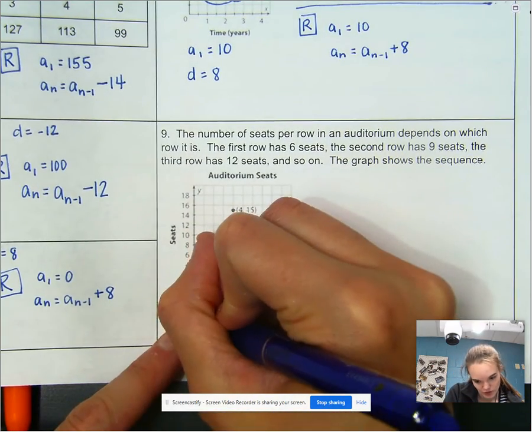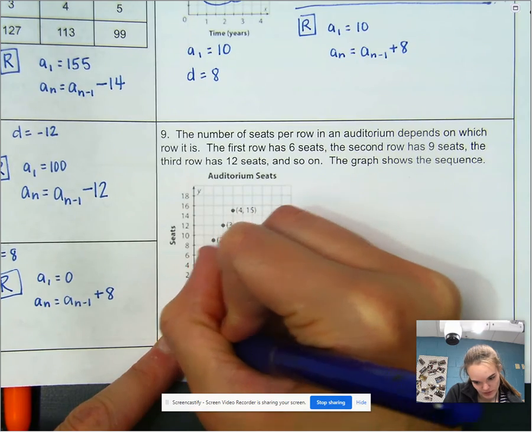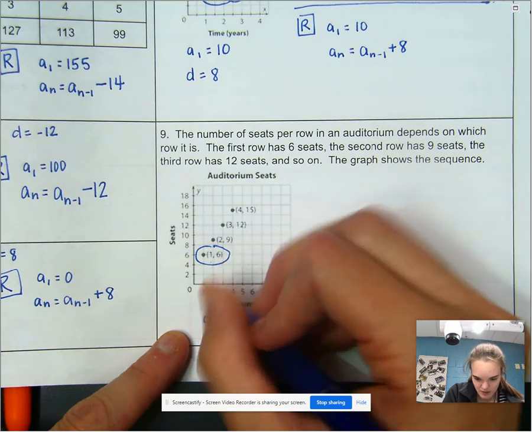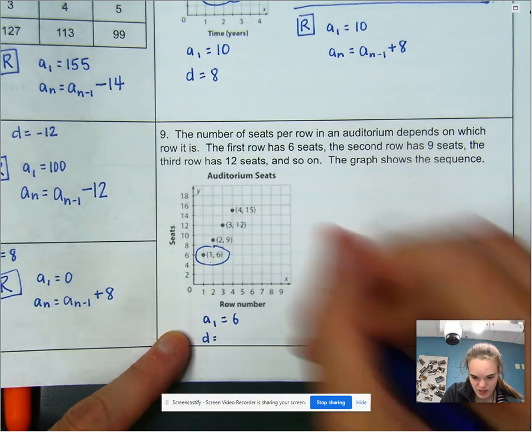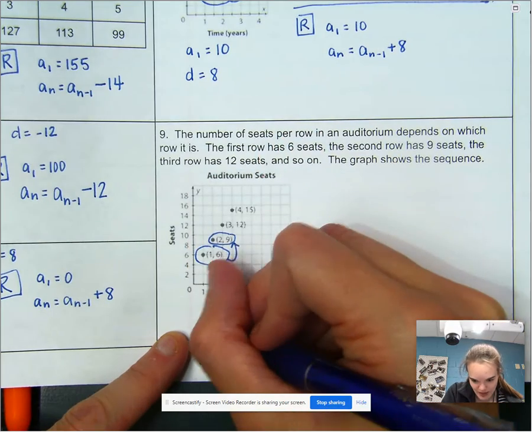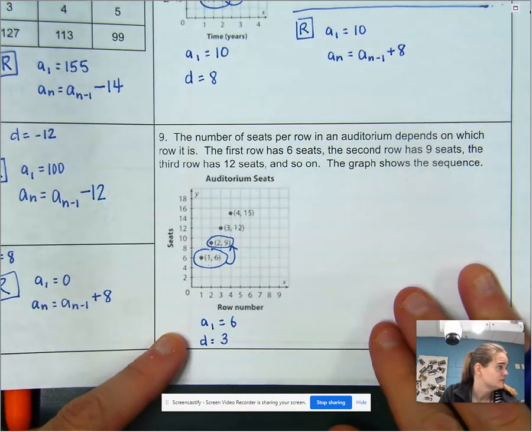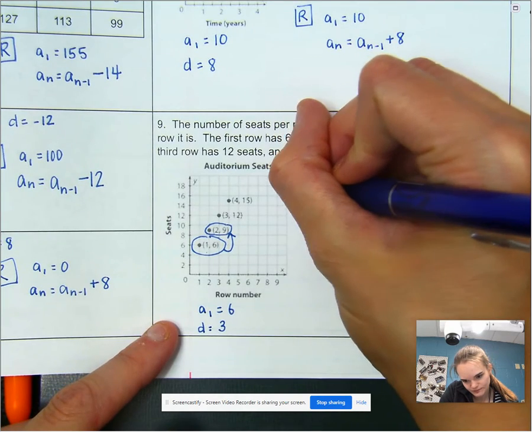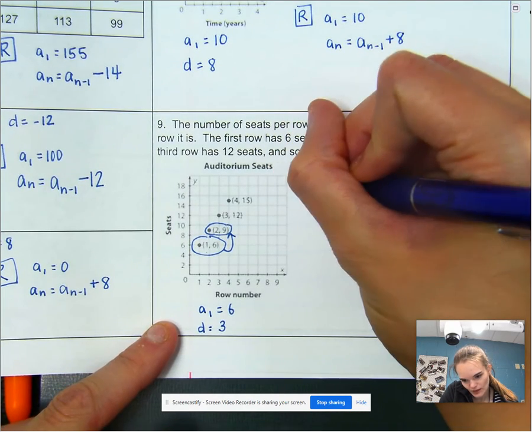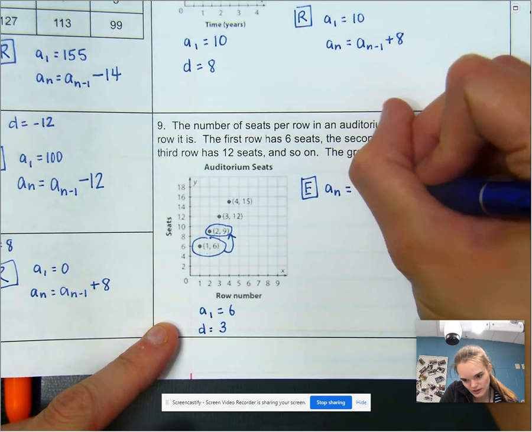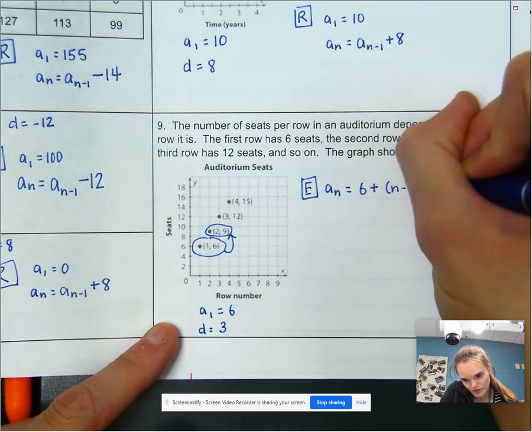Okay, you've paused it. I hope you figured it out. Start by writing A sub 1 and D. The first term is 1 comma and 6 is the first. How do we get from 6 to 9? Well, it looks like we added 3, so it's positive 3, or 9 minus 6. Explicit. A sub n equals 6 plus n minus 1 times 3.